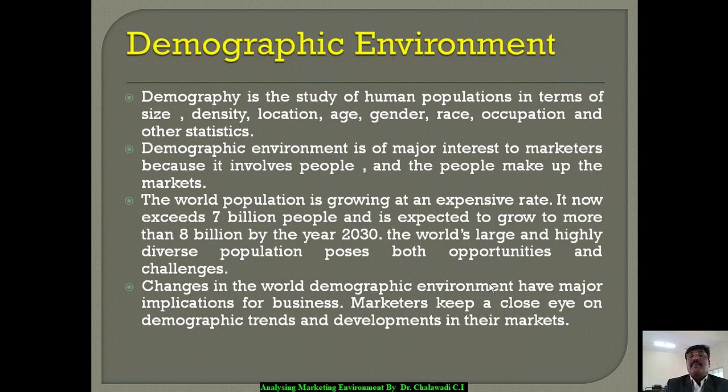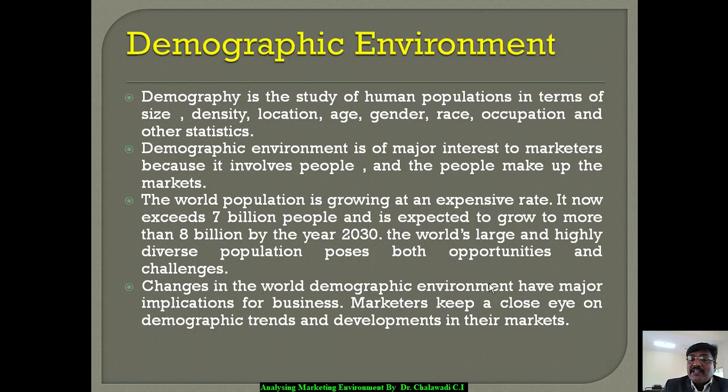What kind of people are there in the market, and how they are one of the impacting factors on the company's growth, right? At present, the world population is growing at an exponential rate. For example, it now exceeds 7 billion people and is expected to grow to more than 8 billion by the year 2030. The world's large and highly diverse population poses both opportunities and challenges. Changes in the world demographic environment have major implications for business.